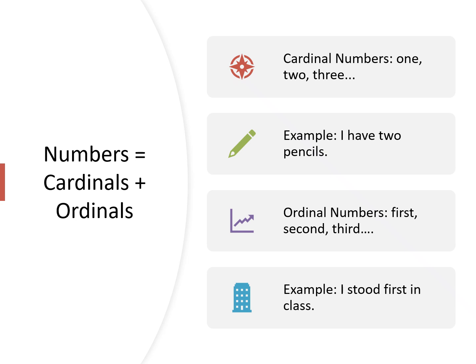Now numbers. Numbers can also act as determiners. There are two types of numbers. Cardinal numbers, that is 1, 2, 3, 4 and so on and so forth. And ordinal numbers like first, second, third, last. Examples are 3 books, first prize.